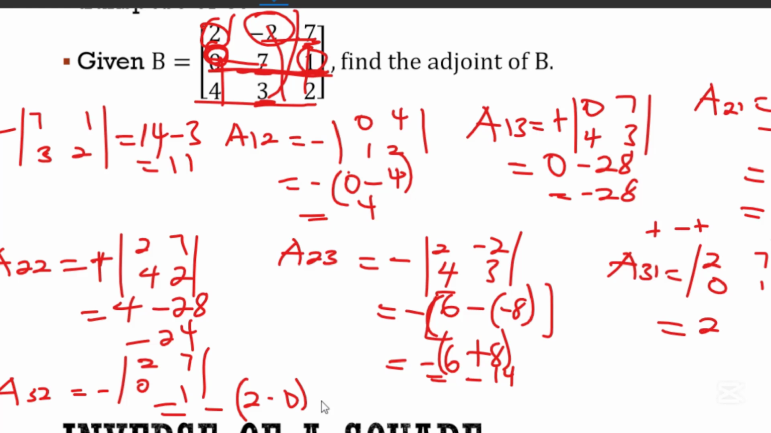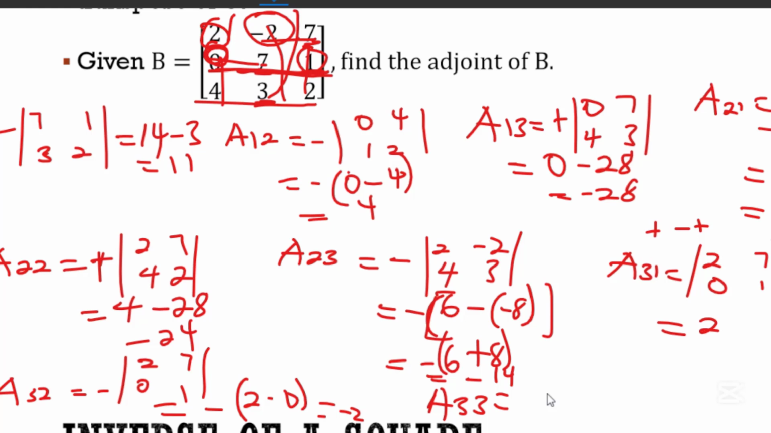And then the last one is A33, and that is 2. So we delete all elements in the row of 2 and all elements in the column of 2. So we have 2, -2, 0, 7. So 2 times 7 is 14, minus, this is plus minus plus. So we have 2 times 7 is 14, 0 times -2 is 0. So you get 14.